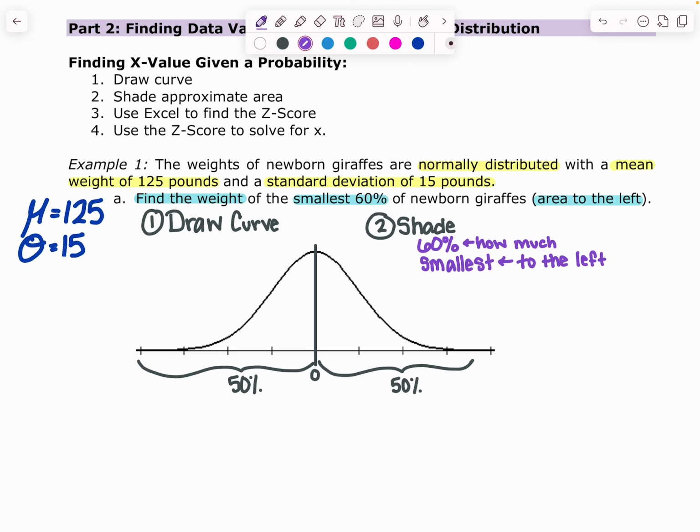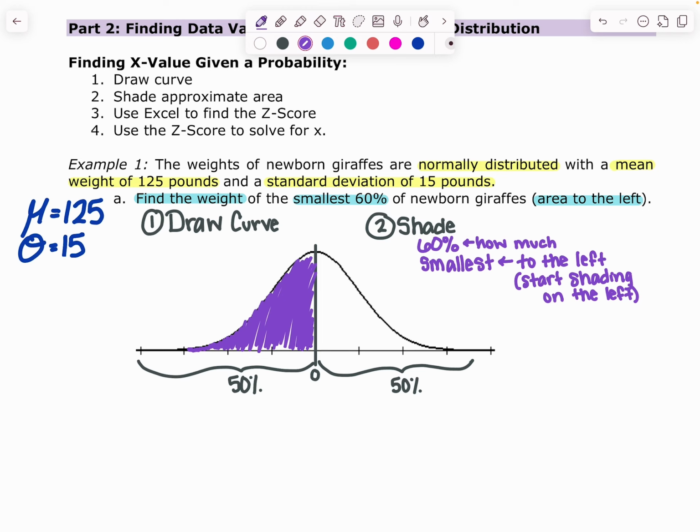So what that means is wherever I stop shading, I want the area to be 60% to the left. The way that I particularly do this, which is not the only way, is I start my shading on the left side of the curve. So I'm going to come over here and start on the far left and shade, and I'm going to keep going.